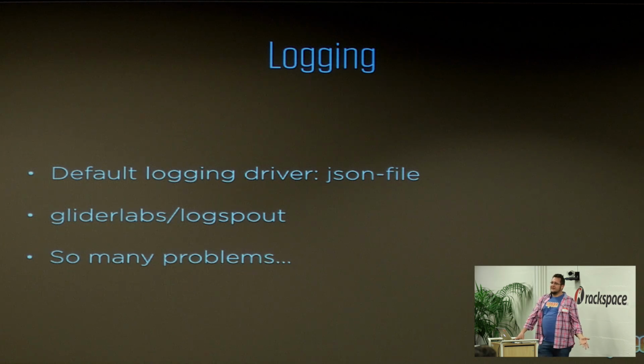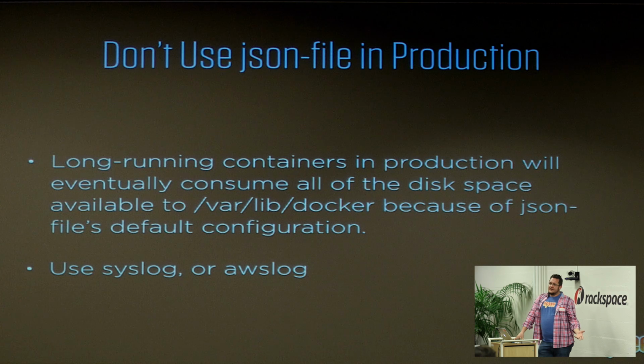By default, logging in Docker uses this little driver called JSON file, which allows you to do neat things like docker logs on your laptop. There are a lot of problems with this. There's even tooling built around this fact. Glider Labs, Jeff Lindsay, he's a great guy, builds a lot of cool stuff, wrote Logspout, and it goes through the Docker logs API, gets all the logs, and then sends them anywhere you want them to go. The problem is that long-running containers will eventually consume all of the disk space for /var/lib/docker and eventually cause your machine and all of the services on it to fail in new and exciting ways.